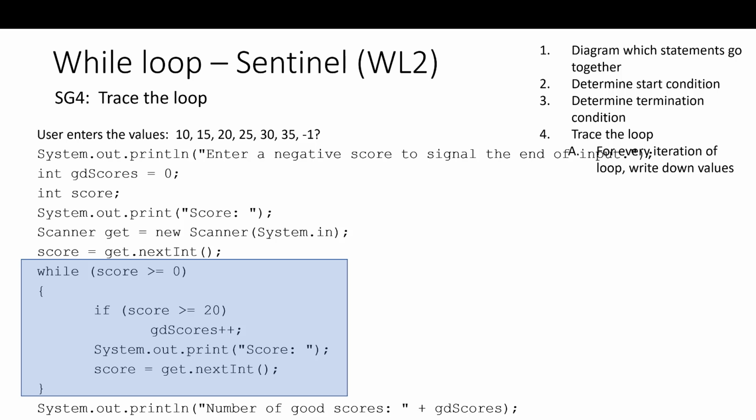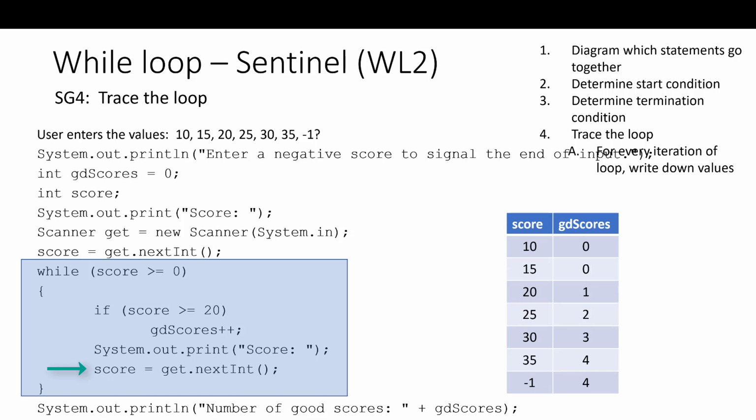The fourth subgoal is to trace the values in the loop. For this loop, we are concerned with two variables, the variable score and the variable good scores. We want to track all the values that score will take on. We know that score begins the loop with the value 10. We can also see inside the loop that the next value of score is read. So in this case, the user will enter 10, 15, 20, 25, 30, 35, and -1. Let's see what happens inside the loop.